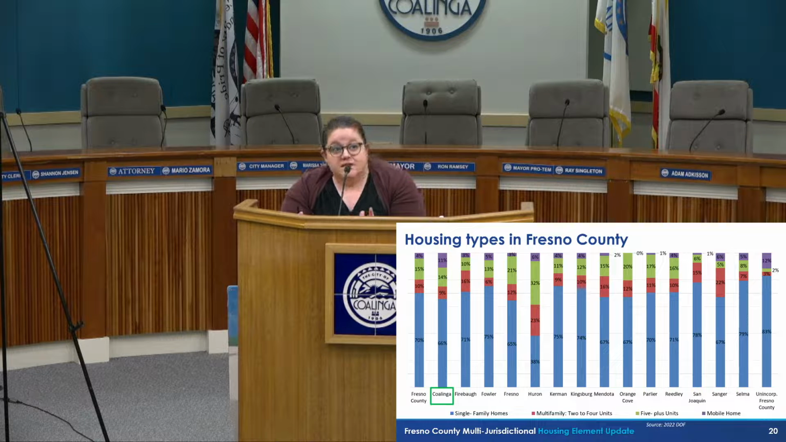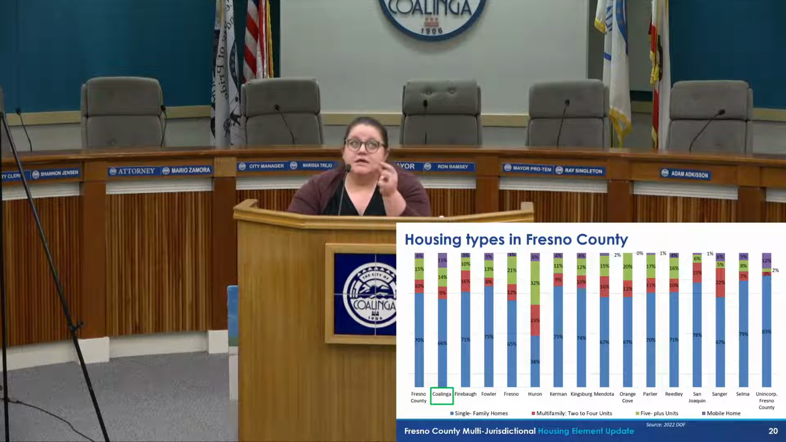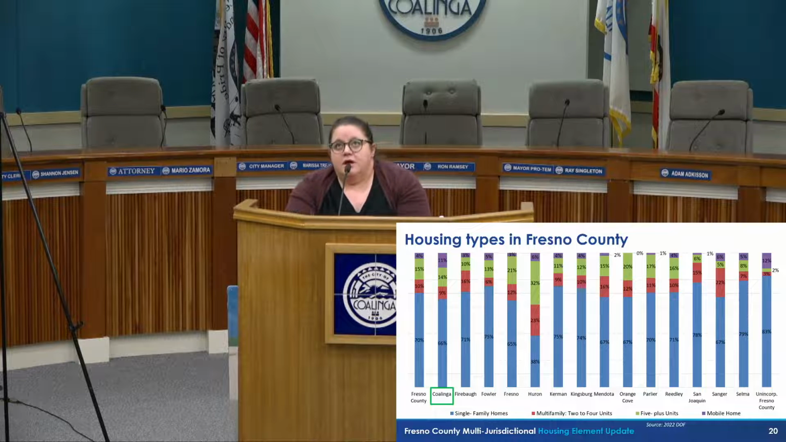And then housing types in Coalinga, what does that look like? Because there is variation throughout the county. Here in Coalinga, about 66% of units are single family homes. And then 25% are multifamily, anywhere from 2 to plus units. And then 11% is mobile homes. We wanted to point that out because there is a larger mobile home percentage here in Coalinga than other parts of the county, just representing the diversity in different types of housing available throughout.